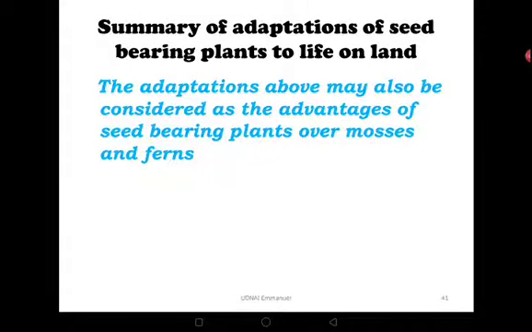So the adaptations above may also be considered as the advantages of seed-bearing plants over mosses and ferns. What we have just seen, the adaptations of plants there, is what makes the higher plants much better than the lower plants, the mosses and the ferns.